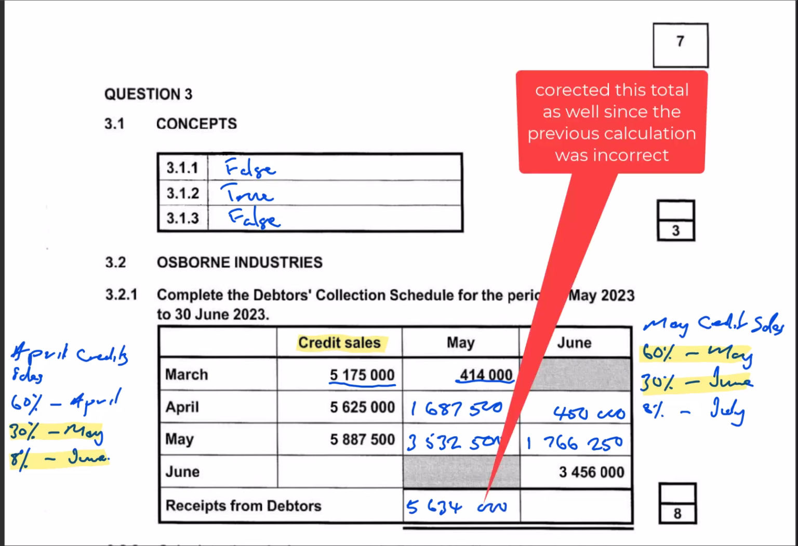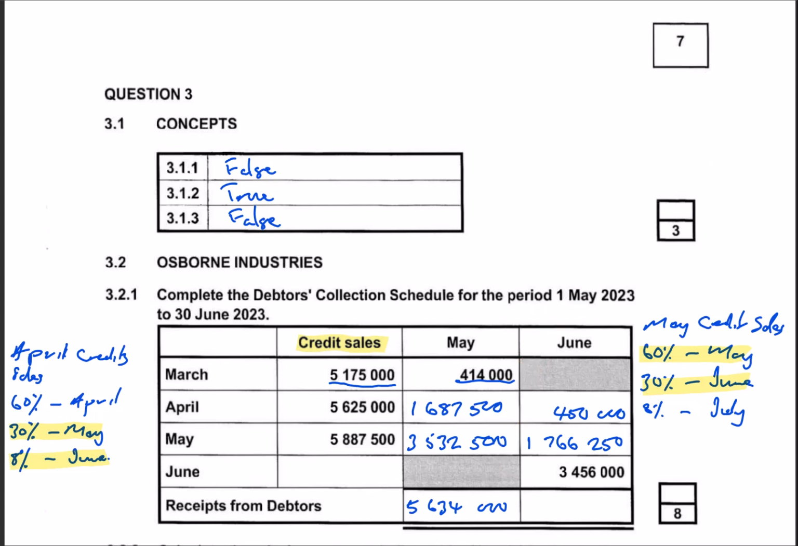Then for June, receipts from debtors for June, that's 450,000 plus 1,766,250 plus 3,456,000.